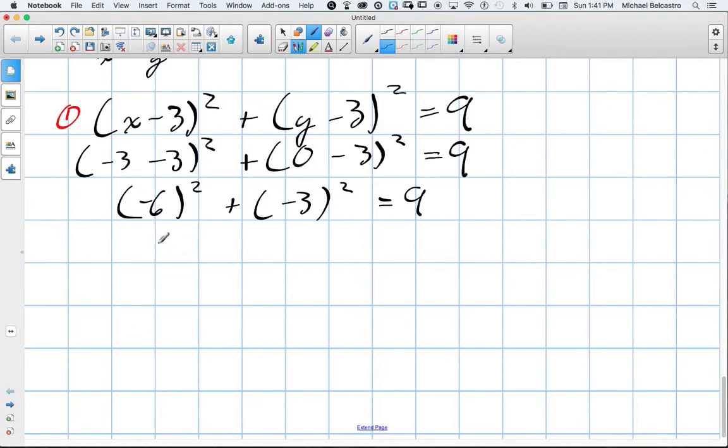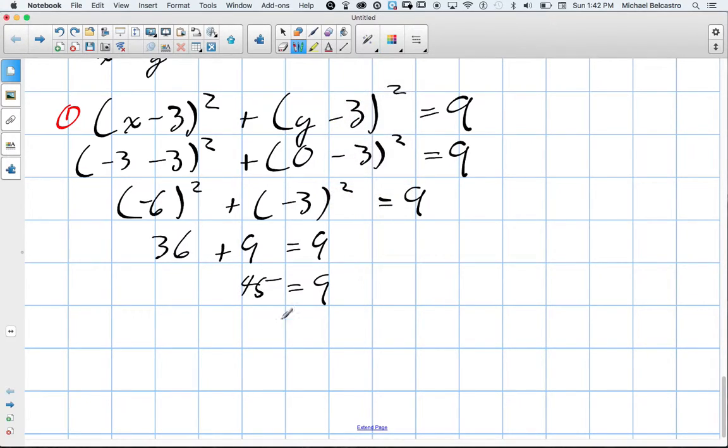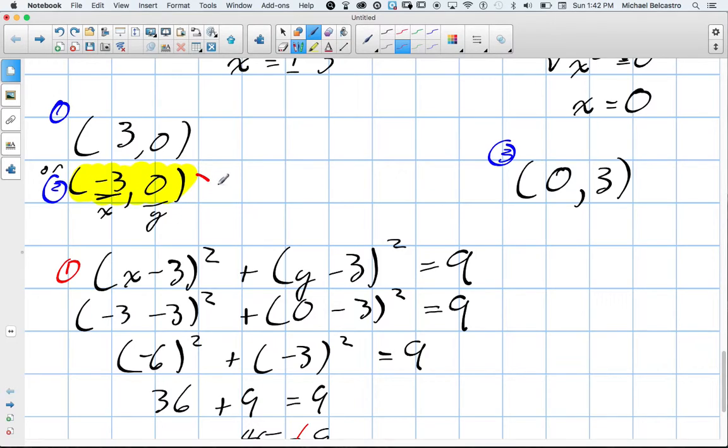6 squared is 36, negative 3 squared is 9, equals 9. This says 45 equals 9. Definitely not the case. So this doesn't work. Now, we should test this other one just to make sure also. We know this one's going to work, but I'm going to test it just to show you where we should get two sides that are equal to each other.